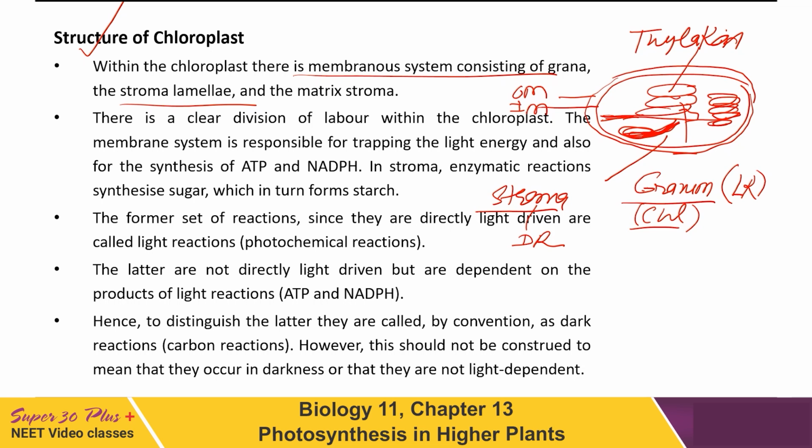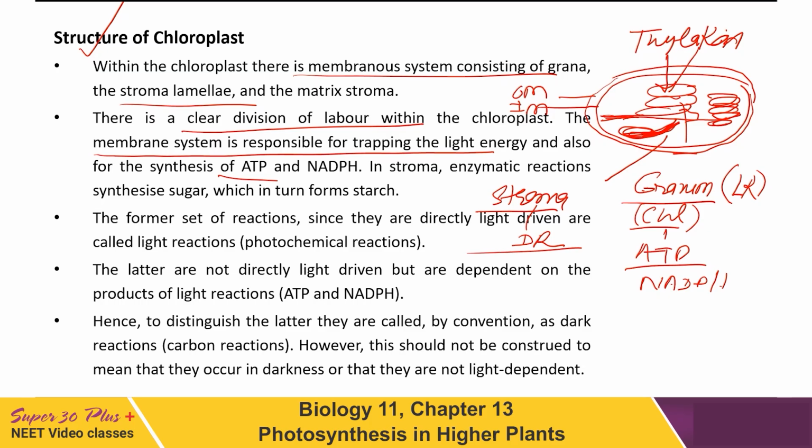There is a clear division of labor in the chloroplast. The membrane system is responsible for trapping light energy, and when they trap the light energy in granum, the energy will be stored in the form of ATP and NADPH. This is stroma, where enzymatic reactions take place, where either the C3 or C4 cycle will take place, and as a result the food is prepared.